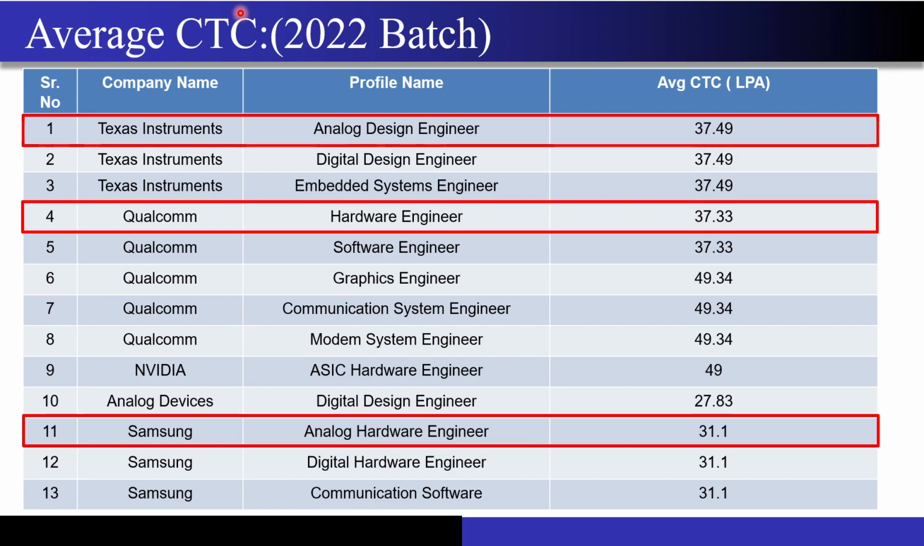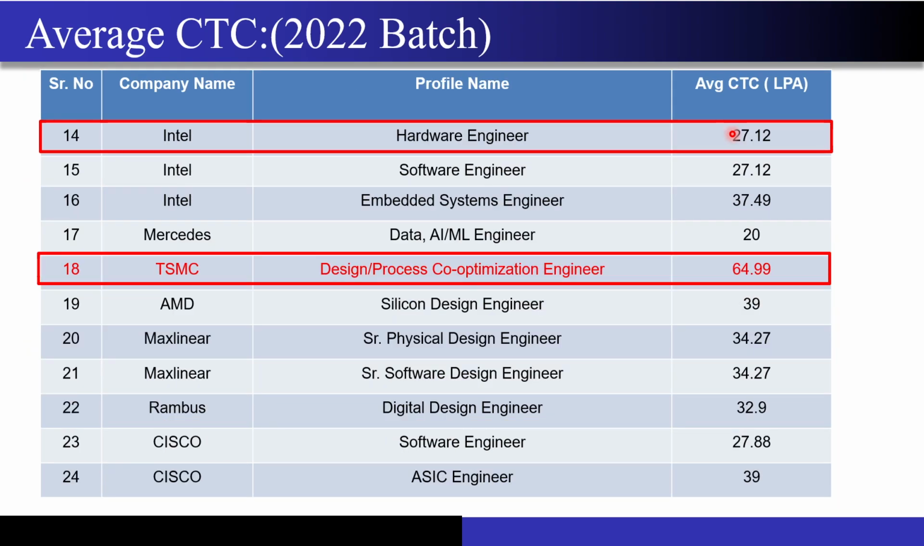So now if you look at the 2022 batch, if you look at a few companies like Texas Instruments, Qualcomm and Samsung, everybody offered a good CTC, 37.45 lakhs per annum, and the base, if you ask me, was close to around 22 lakhs per annum, right? Now again, if you go into Intel, the salary was a little bit low, but if you ask me, the base was very close to around 18 or 20 lakhs per annum.